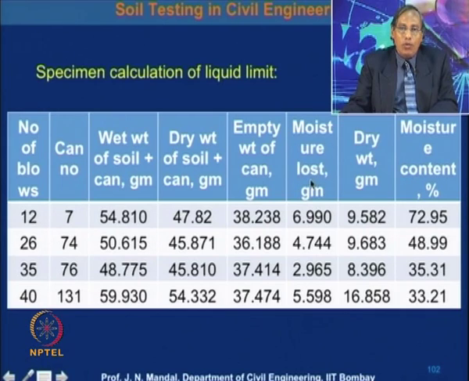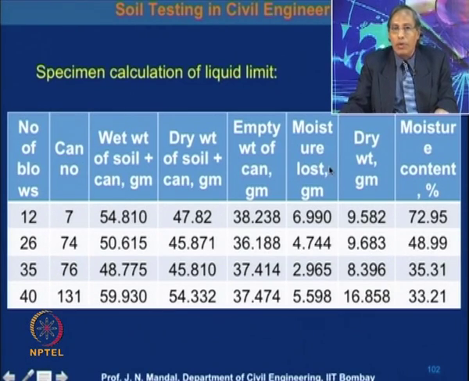Then you determine the moisture content. You know the dry weight of the soil and the empty weight of the can, so you can deduct and determine the moisture content of the soil. For can number 7, the moisture content is 6.990. For can number 74, the moisture content is 4774. Can number 76, moisture content 2.965, and can number 131, moisture content is 5.598.